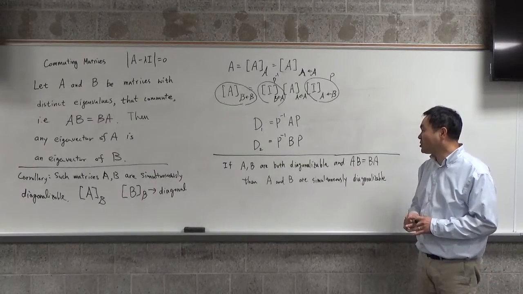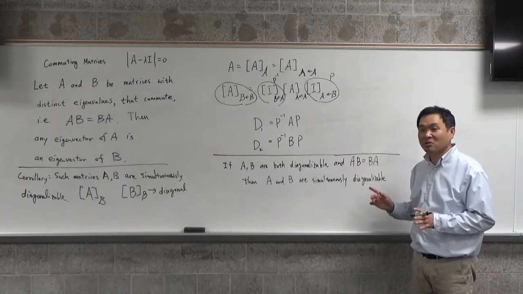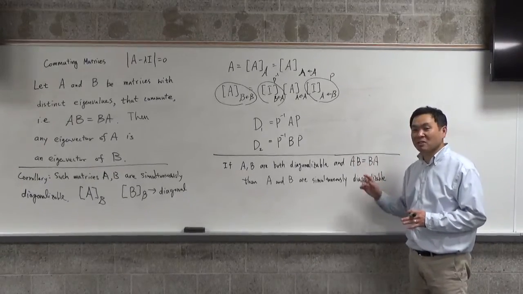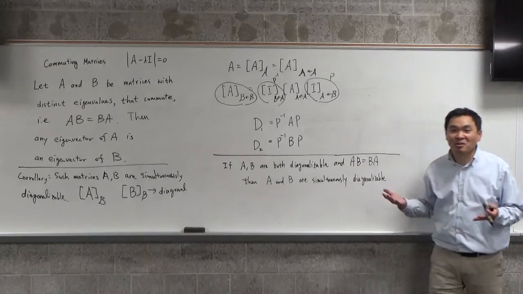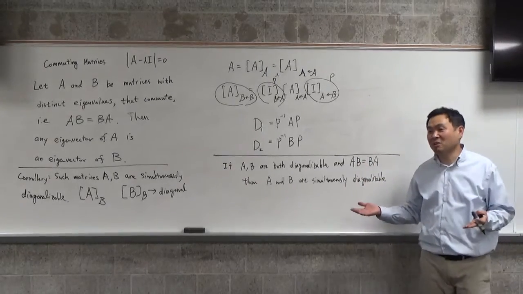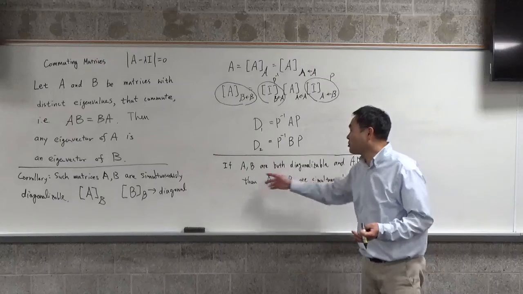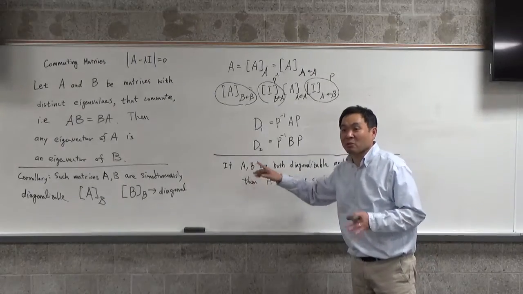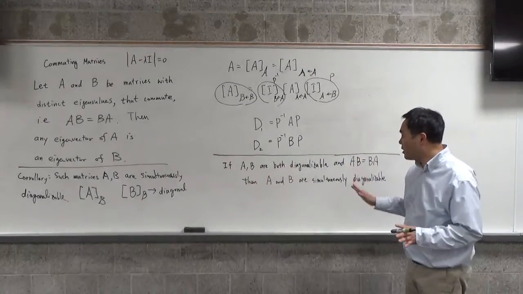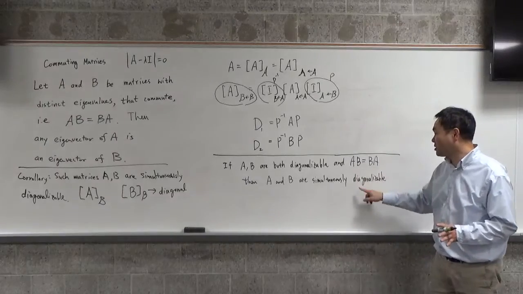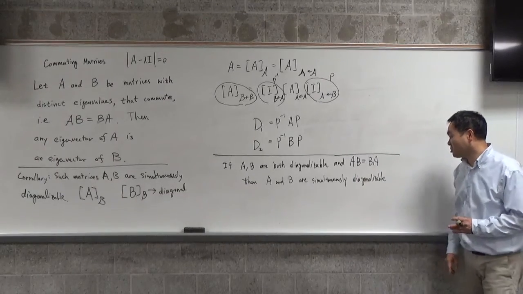What's not true is that if any of these are not diagonalizable, commuting implies both of them being diagonalizable. You have to know beforehand that they can be separately diagonalized, but if they are and they do commute, then they have to be simultaneously diagonalized.